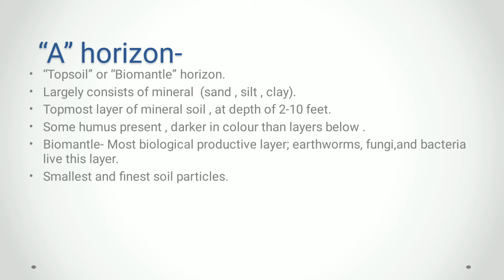Then horizon A, the topsoil or biomantle horizon, largely consists of the topmost layer of mineral soil at a depth of 2 to 10 feet. Some humus is present, darker in color than the layer below.